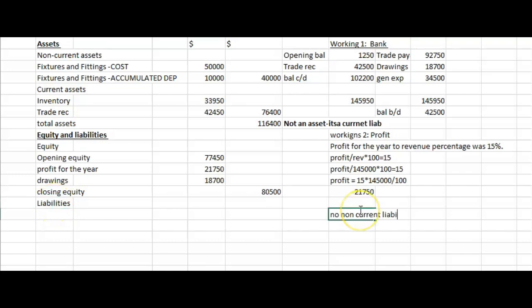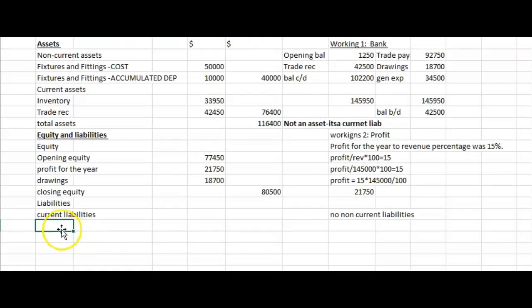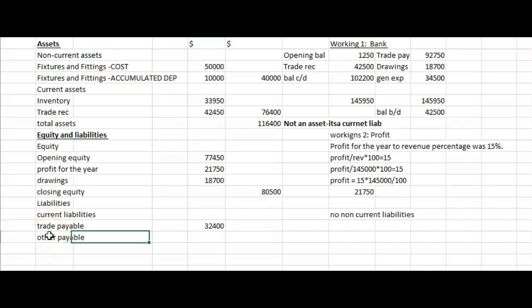Liabilities usually start with non-current liabilities, but in this question, there aren't any. So we can go straight to current liabilities. The first current liability is trade payables, which is $32,400. Another liability we have is other payables for general expenses, which is $800, so we'll write that beside other payables in the statement. Next, remember our earlier calculation for the bank.